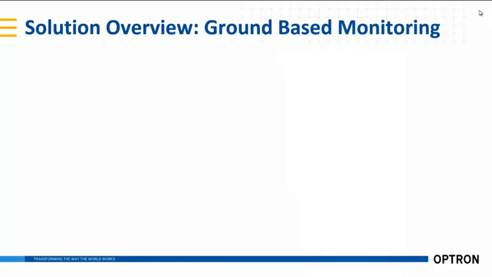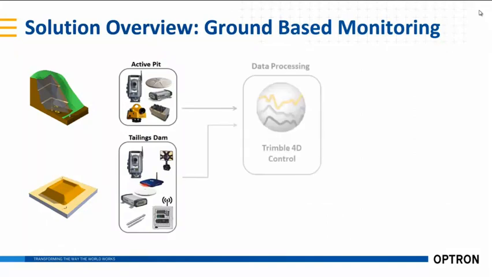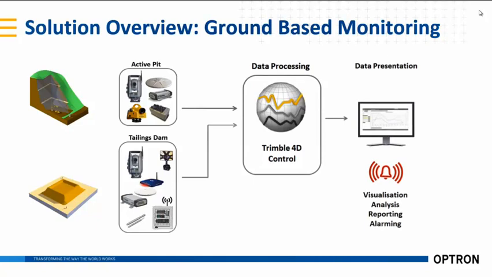So to give a quick overview of our ground-based monitoring solution, regardless of where the monitoring is, whether it's on the pit or the tailings or any structures around site, all of that instrumentation, whether it's from the total station, GNSS, geotechnical sensors, or manual measurements from the precise level, or even just booking crack measurements, they can all be integrated into a single platform, which is Trimble 4D Control. As I said, we'll be discussing this in a bit more detail. But from there, you have access to a myriad of tools allowing you to analyze and visualize the data, create alarms, automatic reports, etc.